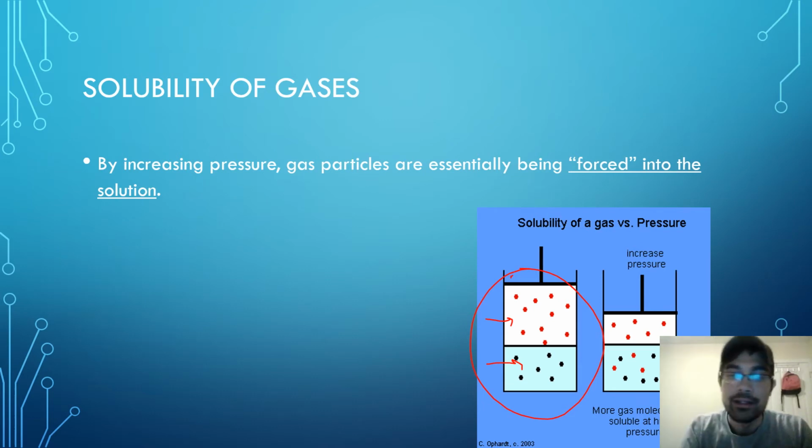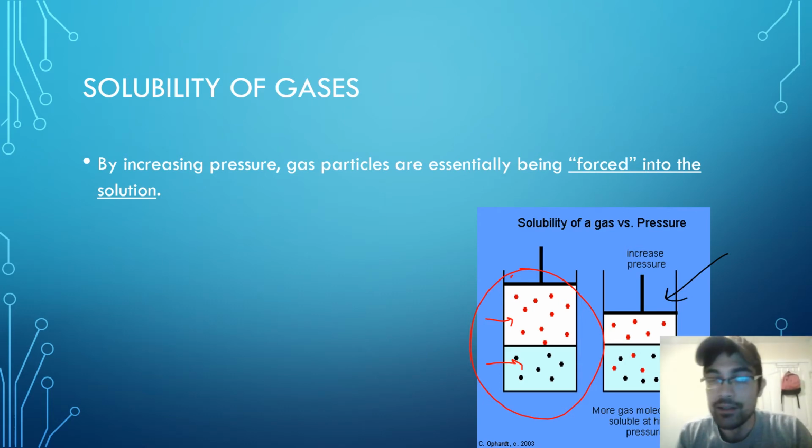But in the next one on the side here, the piston has gone down, and so we've increased the pressure, and now we're compressing the space that they originally had, and they don't really want to be too close to each other. Again, they want that freedom to move around, and so they're going to try and go into the solution to get away from some of the other gas particles in that airspace. And now they get forced into it in a sense because they realistically have nowhere else to go at this point.